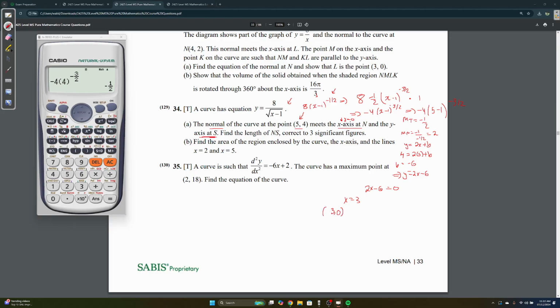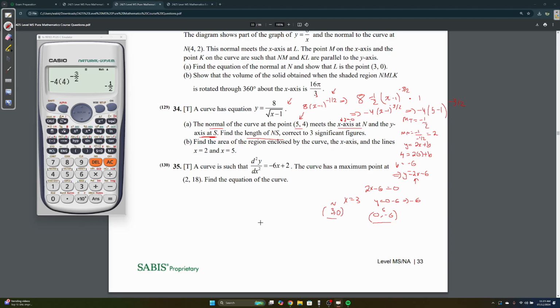How about the y-intercept? The y-intercept is so easy. For the y-intercept, you just substitute 0 as your x. So it's going to be y is equal to 0 minus 6, so it's going to be minus 6. So your second point is (0, minus 6). This is my x-intercept, this is my y-intercept. We need to know the length between these points. This is N, this is S.